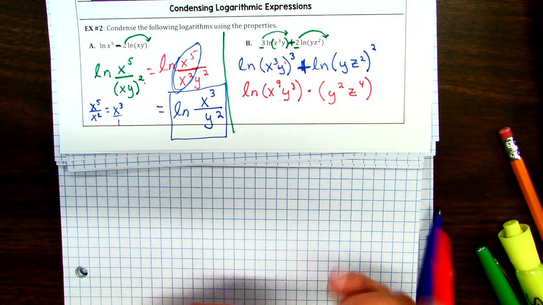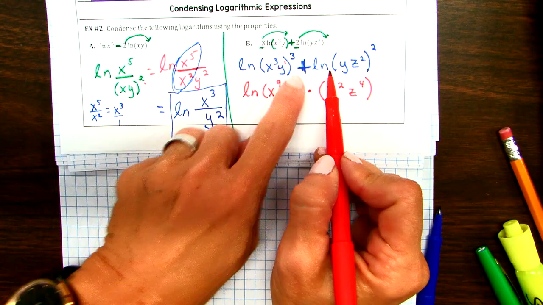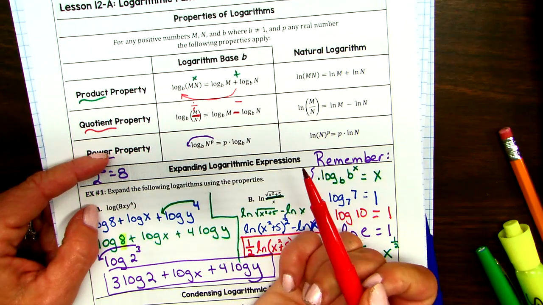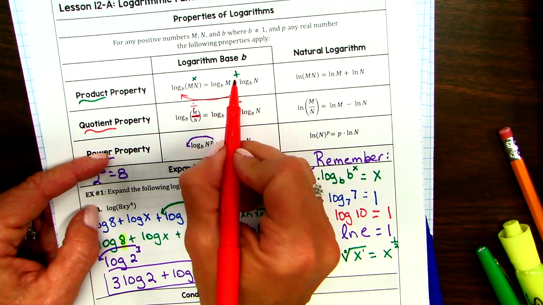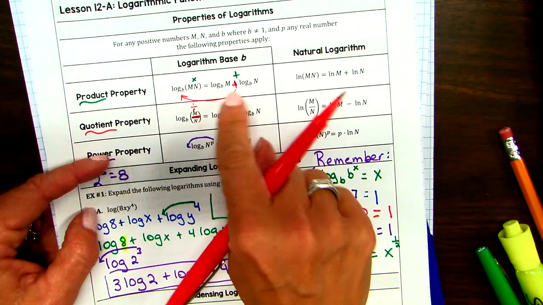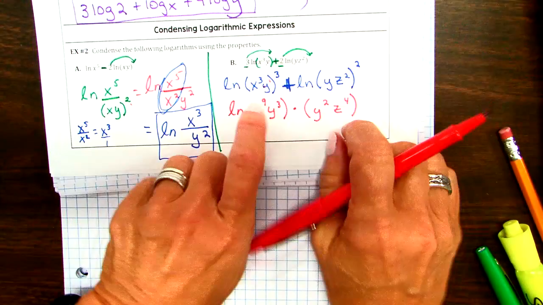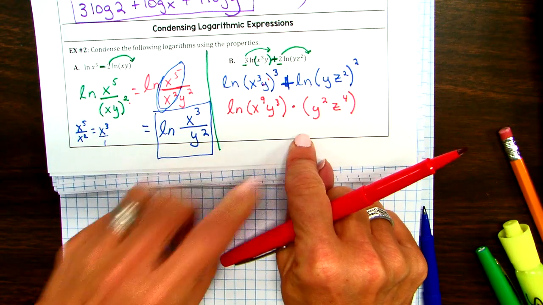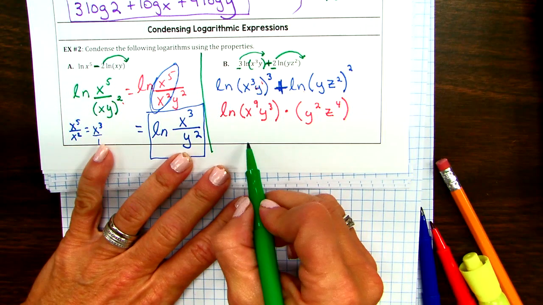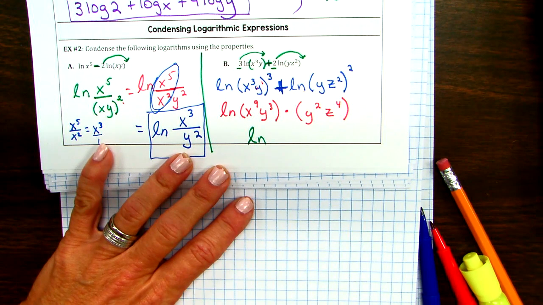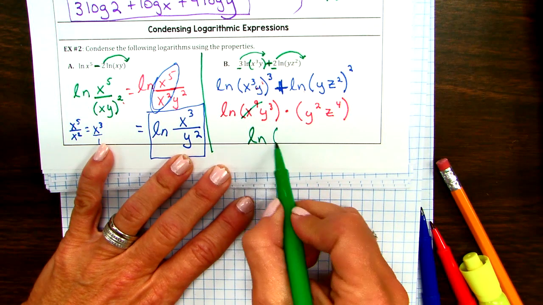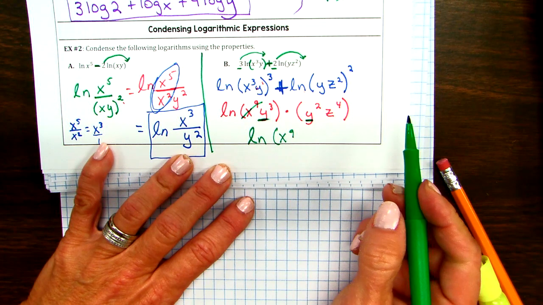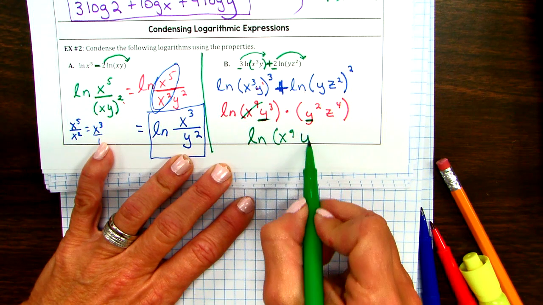I'm condensing it. So I went from addition to multiplication. So it's like going from here to here. When you have addition, you multiply m and n. So this is like m and this is like n. I'm multiplying, and I'm actually going to multiply them here. So that's going to be natural log 1 time x to the 9th. We have y to the 3rd times y to the 2nd. What would that be? Y to the 5th.